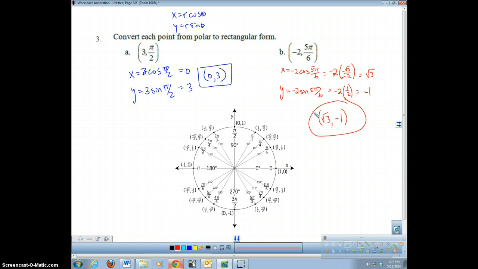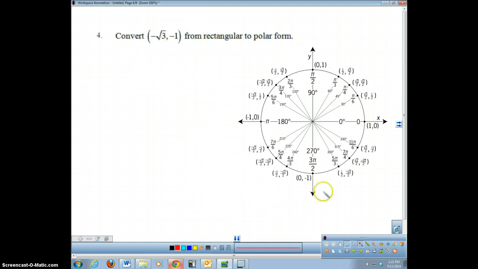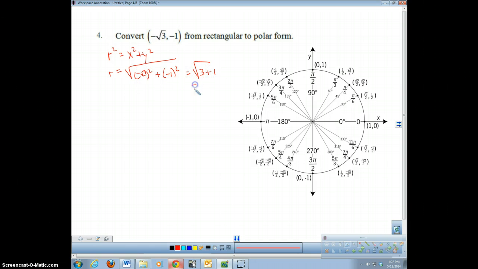All right? Okay, let's look at converting from rectangular to polar. So this time we're going to use r squared equals x squared plus y squared. So r is the square root of negative root 3 squared plus negative 1 squared, which is the square root of 3 plus 1, which is going to give me root 4, which is 2.